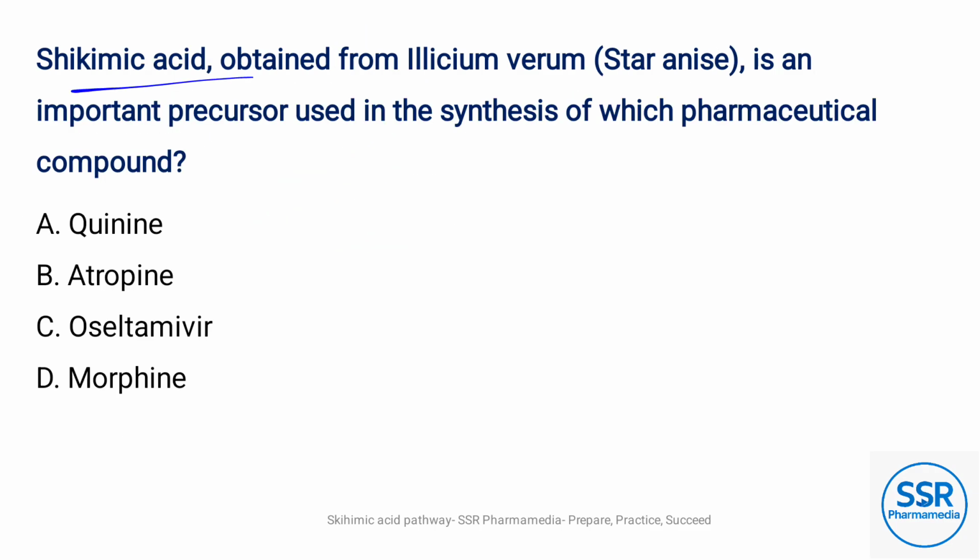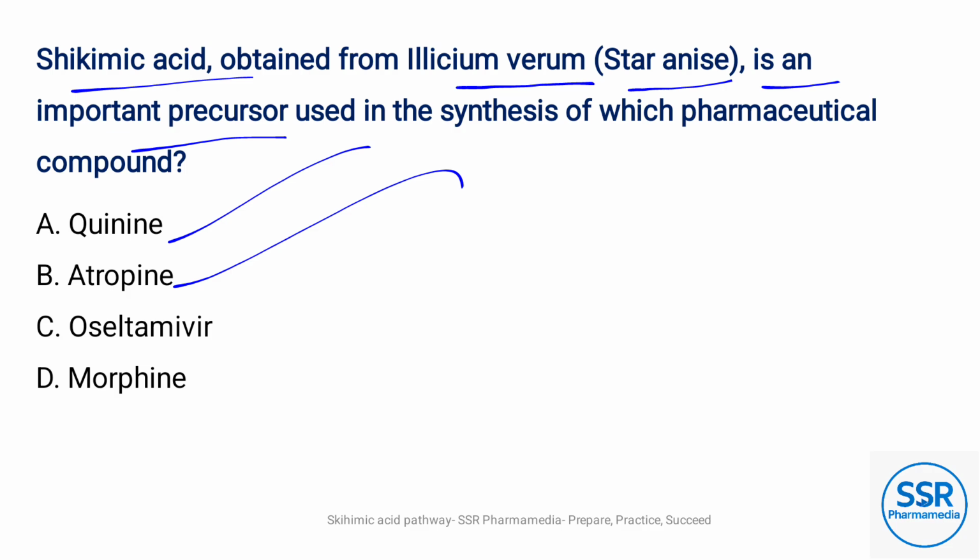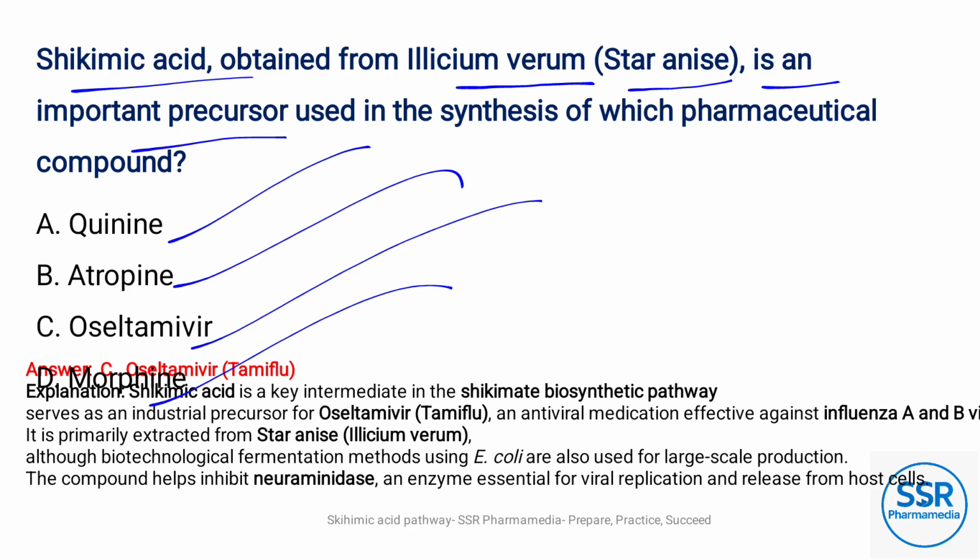Shikimic acid obtained from Illicium verum, the star anise, is an important precursor used in the biosynthesis of which pharmaceutical compound? Option A, quinine. Option B, atropine. Option C, oseltamivir. Option D, morphine. So the answer is option C, oseltamivir.